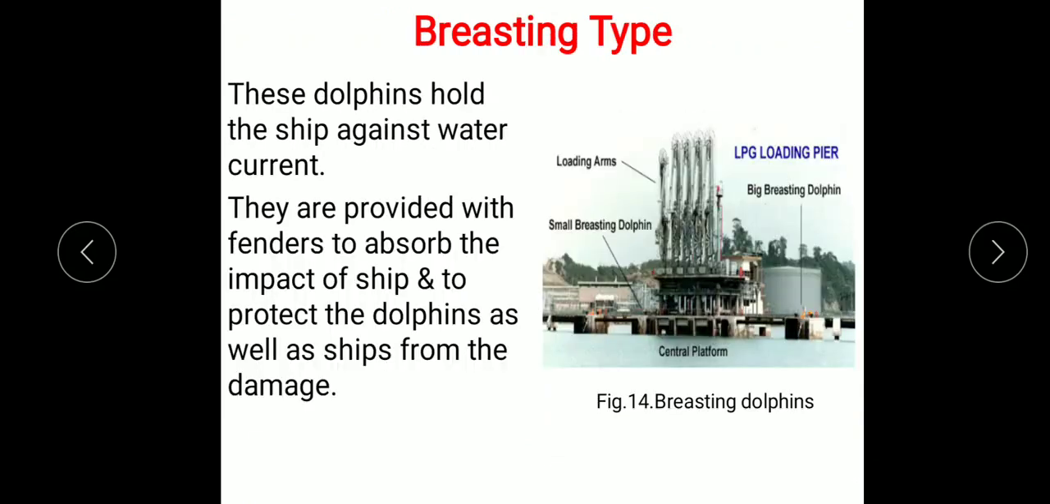So first type is the breasting type. So these dolphins hold the ship against water current. They are provided with fenders to absorb the impact of ship and to protect the dolphins as well as ships from the damage. So here figure 14 shows a breasting dolphin. So it may be a big breasting dolphin or it may be a small breasting dolphin, and the purpose is to protect the dolphins as well as ships from the damage.